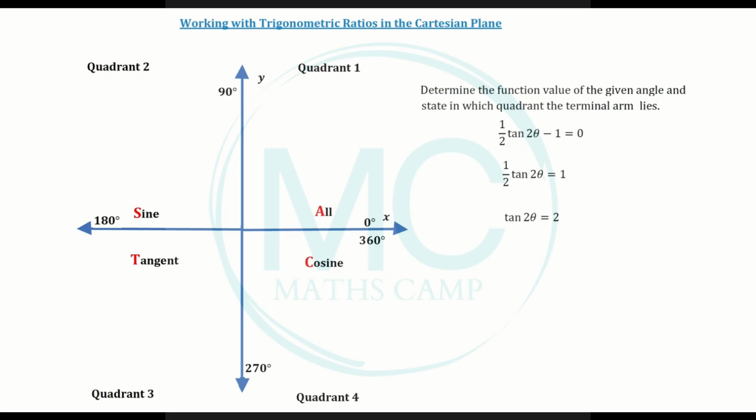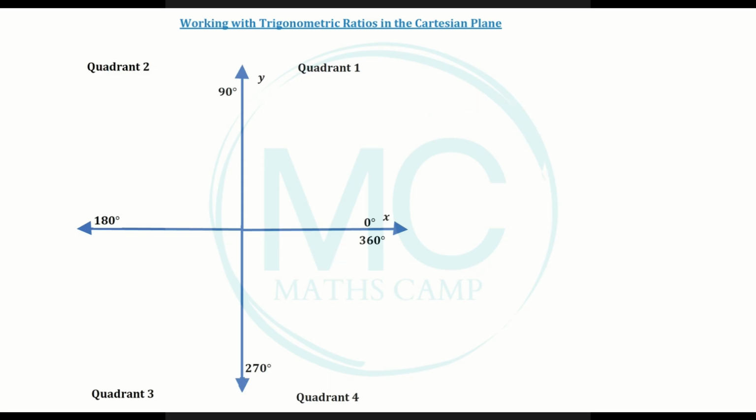Now, please don't worry about the 2 theta. For this question, our aim was to get tan theta by itself. And now we have done this. The trigonometric ratio tan is equal to 2, which means it is positive. So all we have to do now is determine where the terminal arm lies. Tan is positive, and all ratios are positive in quadrant 1. So our terminal arm could lie in quadrant 1. We also know that tan theta is positive in quadrant 3, so our arm could lie here as well. Let's make some space and look at some more examples.